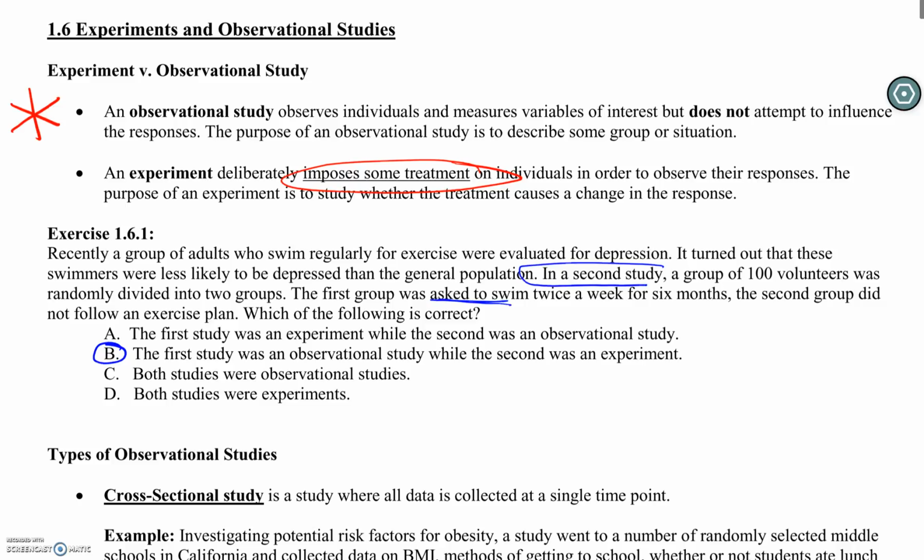If you chose A, likely you just got distracted by our treatment group and our control group within the second study. So just read carefully. The second study is the whole second part of that. Don't get confused by the treatment and control groups.